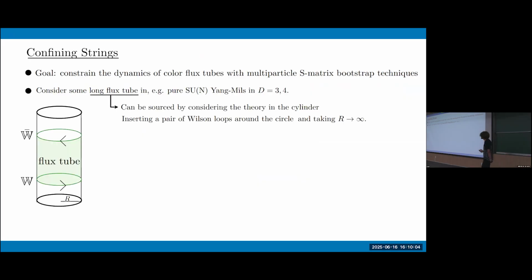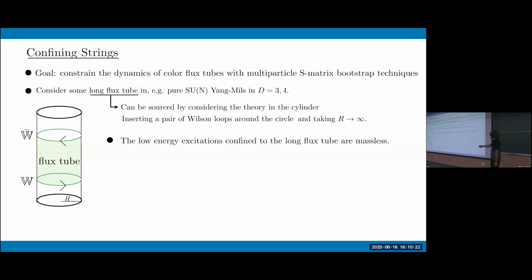So let's consider some long flux tube, for example, in pure SU(N) Yang-Mills theory in 3 or 4 dimensions, which you can imagine are sourced by considering a theory in a cylinder, wrapping some pair of Wilson loops around the compact dimension of radius r, and then taking the radius r to be very large, so we are back in flat space. Now there's a flux tube in between the Wilson loops.